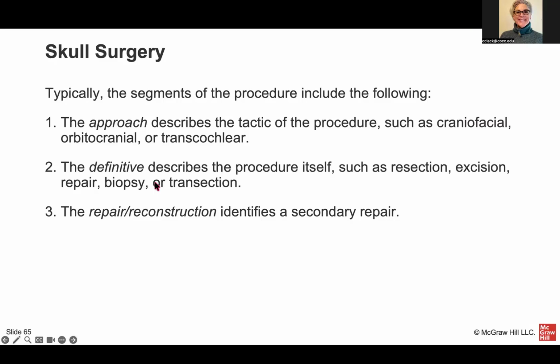The approach describes how the surgeon gets to the operative site. Is it craniofacial, orbitocranial, transcochlear, or other approaches? The approach code reflects the access. The definitive procedure is what the surgeon did once there: resection of a tumor, excision of a lesion, repair of an aneurysm, biopsy, etc. The repair or reconstruction is coded when a secondary repair is required to close the wound or reconstruct a surgical site after the procedure.